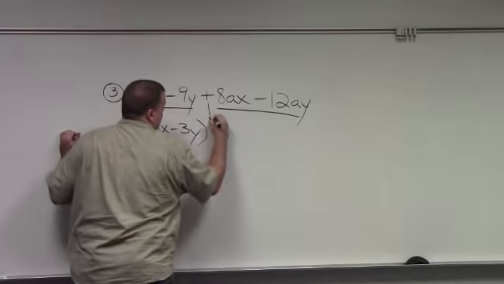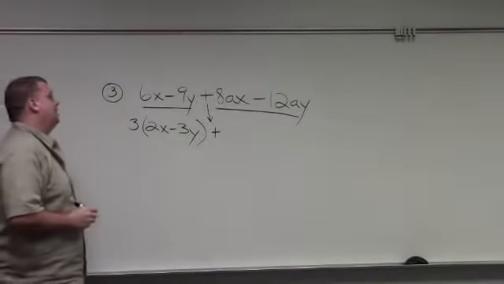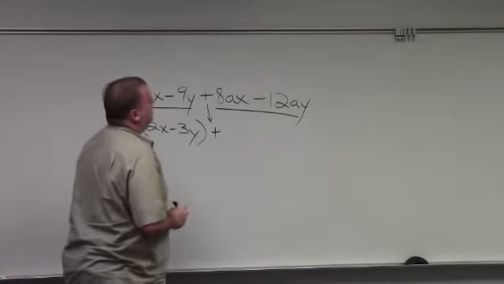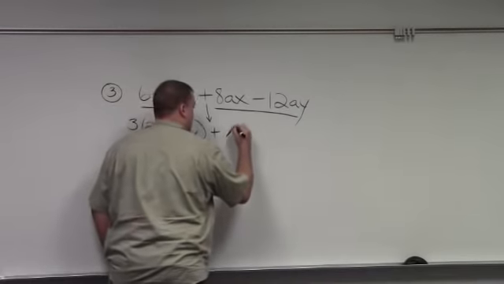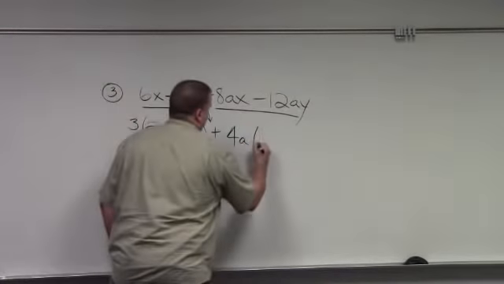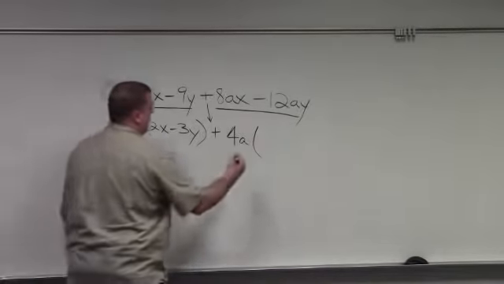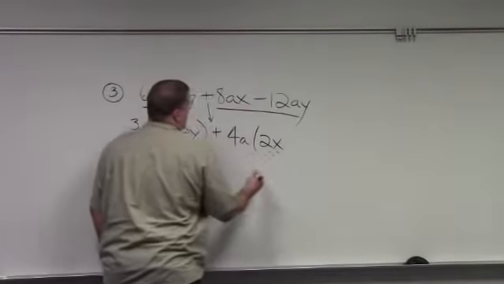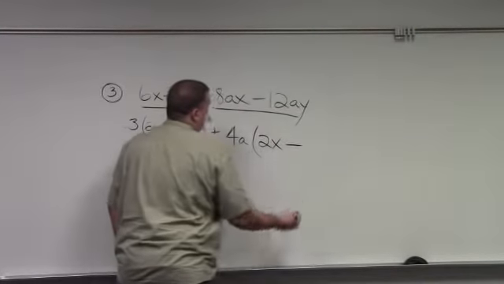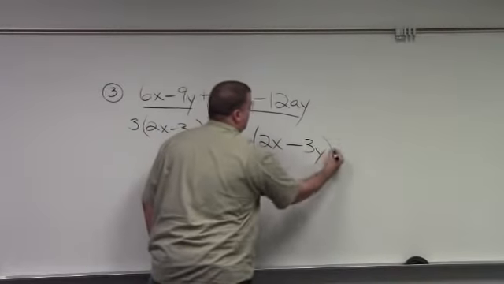Always bring down that sign, whatever it is, plus. What's common to 8ax and minus 12ay? 4, and what else? A. There's an A common there too. So if I take 4a out of that 8ax, 2x, and then minus 3y, right, 4a times 3y.